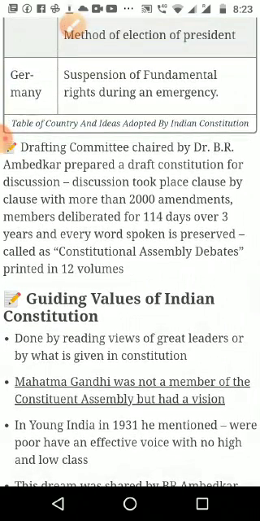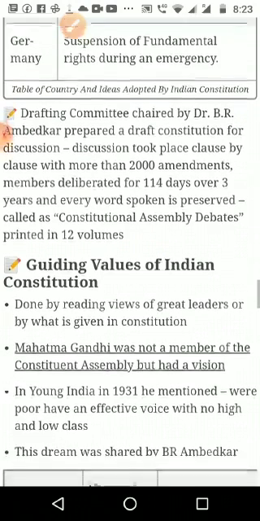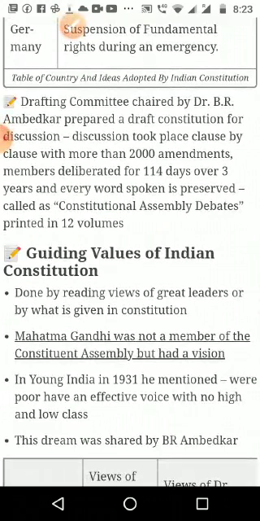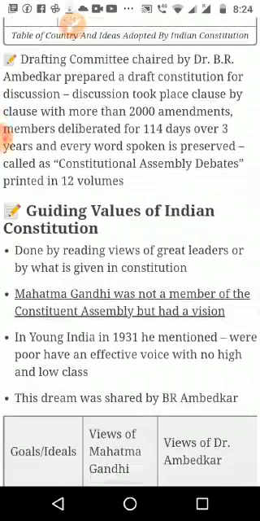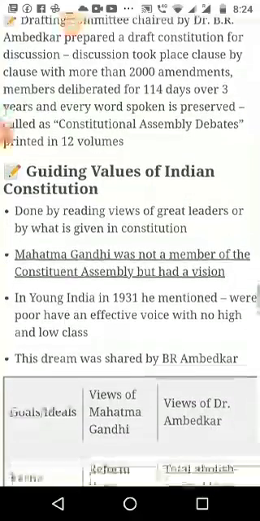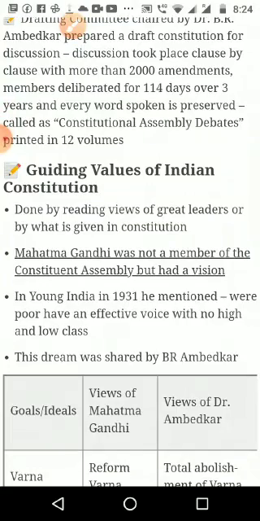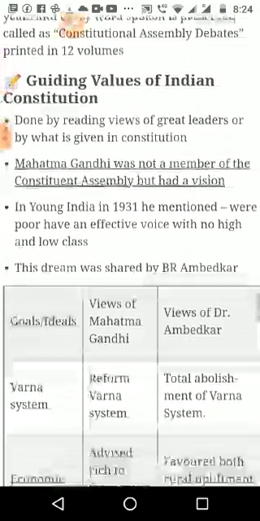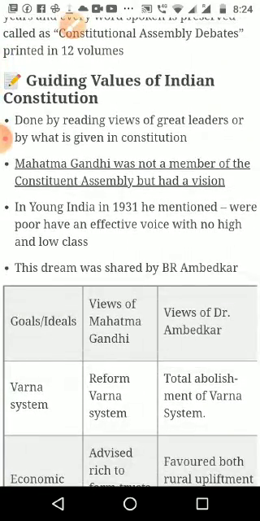Then the drafting committee chaired by Dr. B.R. Ambedkar prepared a draft of the Constitution for discussion. The discussion took place clause by clause with more than 2,000 amendments. Members deliberated for 114 days over 3 years, and every word spoken is preserved, called the Constituent Assembly Debates, printed in 12 volumes.